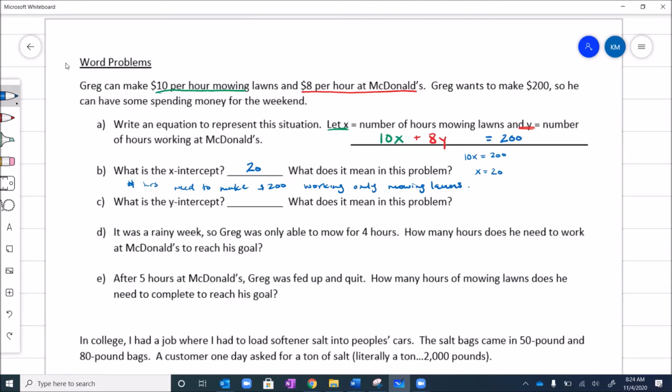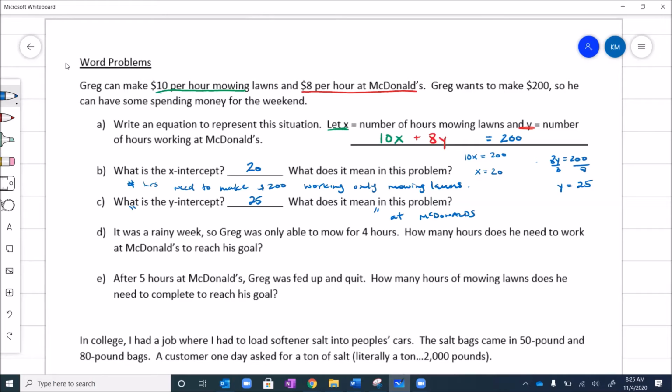What's the y-intercept? Well, we do the same thing with the y. Now we'd have 8y, because we're covering up the x, equals 200. Divide by 8, and we find y equals 25. So the y-intercept is 25. What does it mean? The number of hours needed to make $200 working only at McDonald's. Everything's the same except now the y talks about McDonald's.